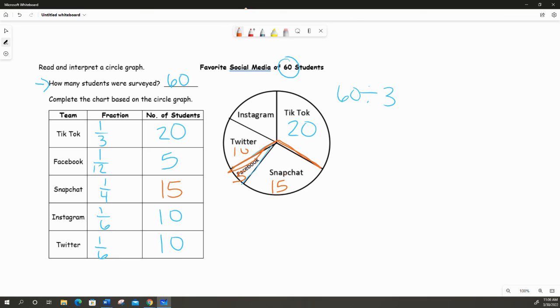Looking here, we always want to double and triple check to make sure that we do have our total of students, which is 60. 20 plus 10 plus 10 gives us 40, plus the 15 and the 5 gives us the 60 that we need. Okay.